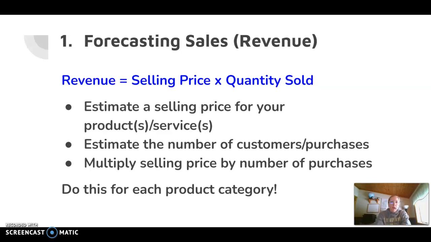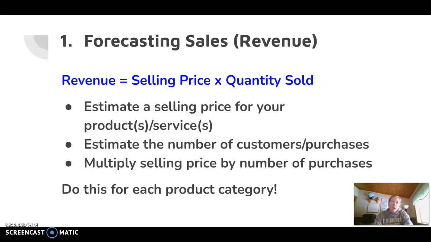To do this, we have to get an accurate forecast of our sales or the revenue. Remember that formula for revenue is the selling price times the quantity of the units that are sold. Whether we're selling a product or a service, we use the same formula to determine revenue. So the first thing we have to do is estimate a selling price for our products, and we've been playing around with some selling prices already, so hopefully you have something in mind.